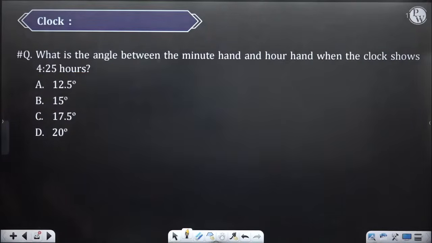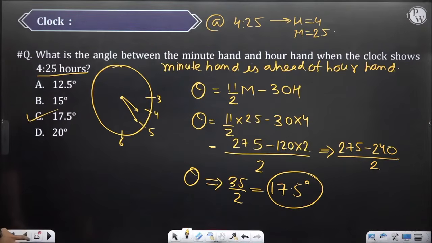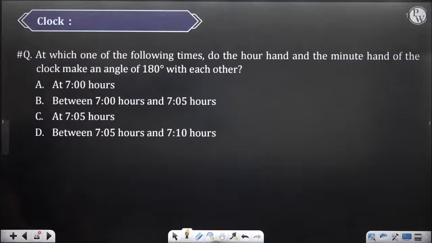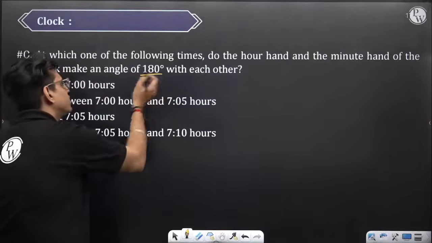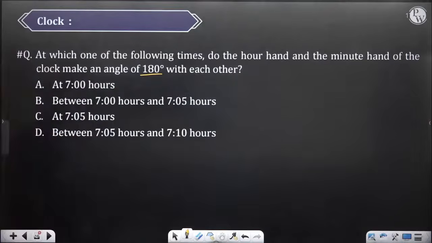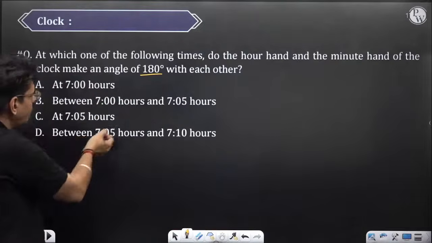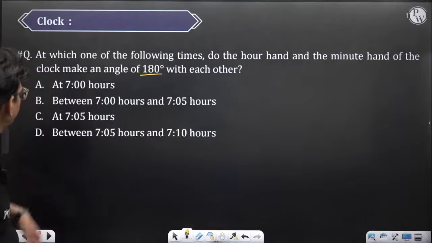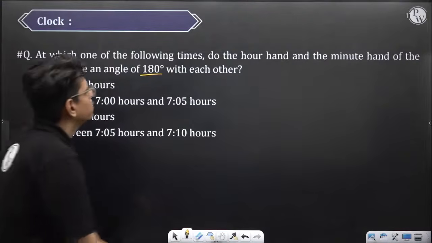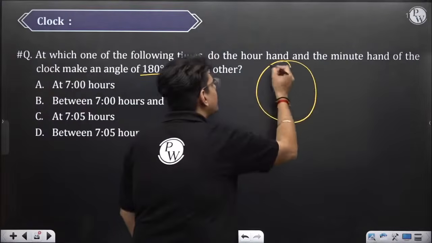What is the angle between the minute hand and hour hand? This is the same question, right? At which one of the following times do the hour hand and the minute hand of the clock make an angle of 180 degrees with each other? How to solve this? Now the time given is 7. We have 7:05 to 7:10, exactly at 7:05.